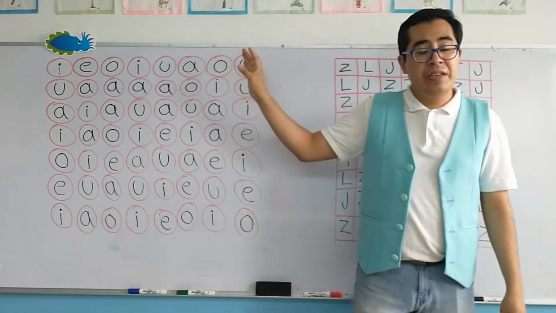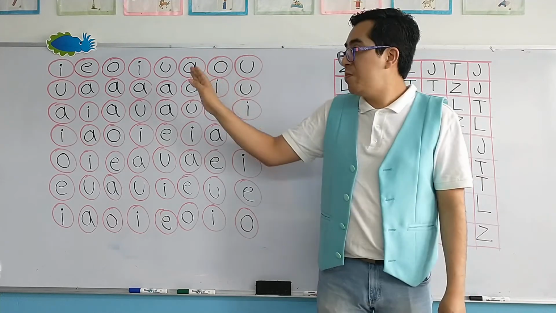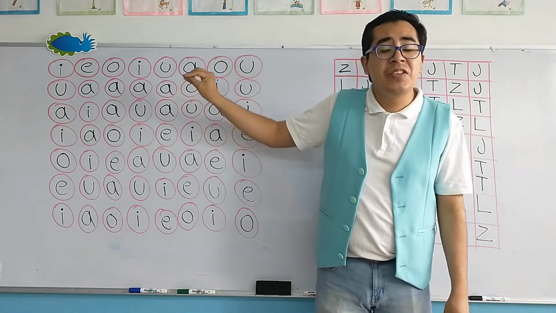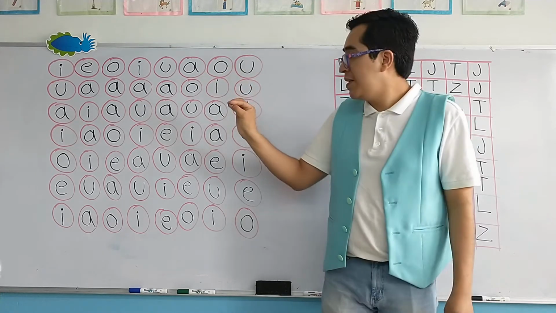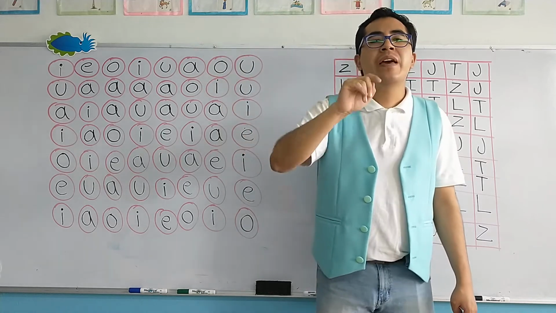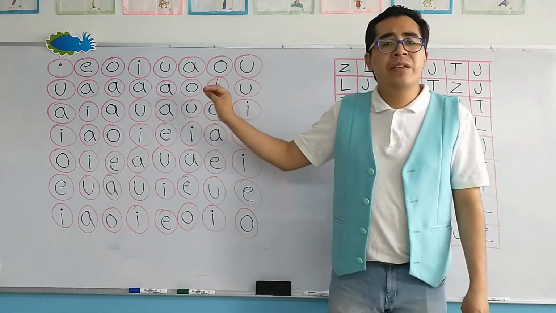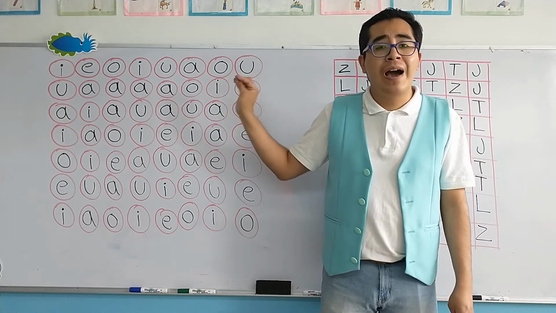Now, in this activity, we have a lot of circles. Tenemos varios círculos. Inside the circles, we have letters. Tenemos todas las letras que hemos estado trabajando. Letter A, letter E, and letter I. But the only thing that is important for us is small I.